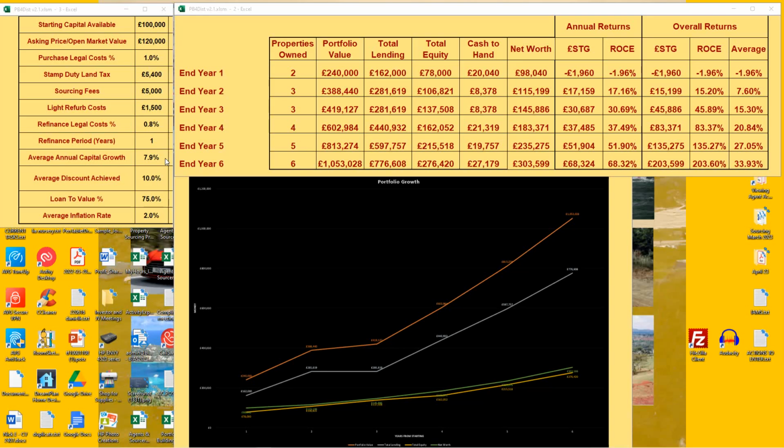But we use a figure of 7.9% as our starting point because that is historically the UK-wide average rate of capital growth in house prices since accurate records began. Now 7.9% is an average and it's over a period of time. Obviously the actual growth that you experience can vary from specific area to specific area and from specific time to specific time. So when you're deciding to create a portfolio, it has to be: where is the best area for me to do this?